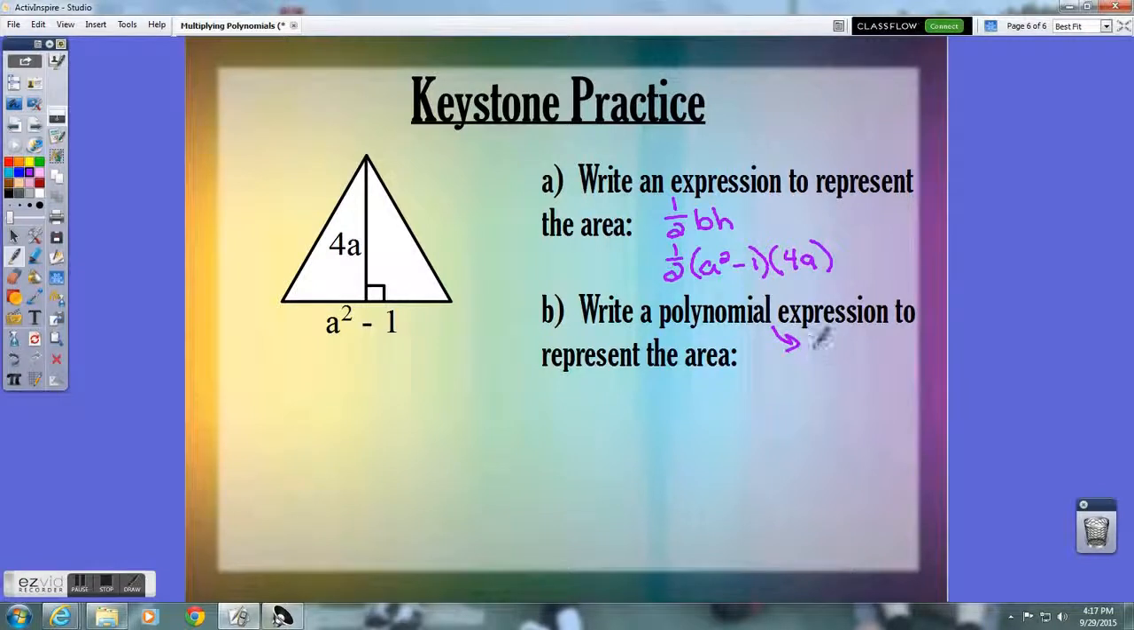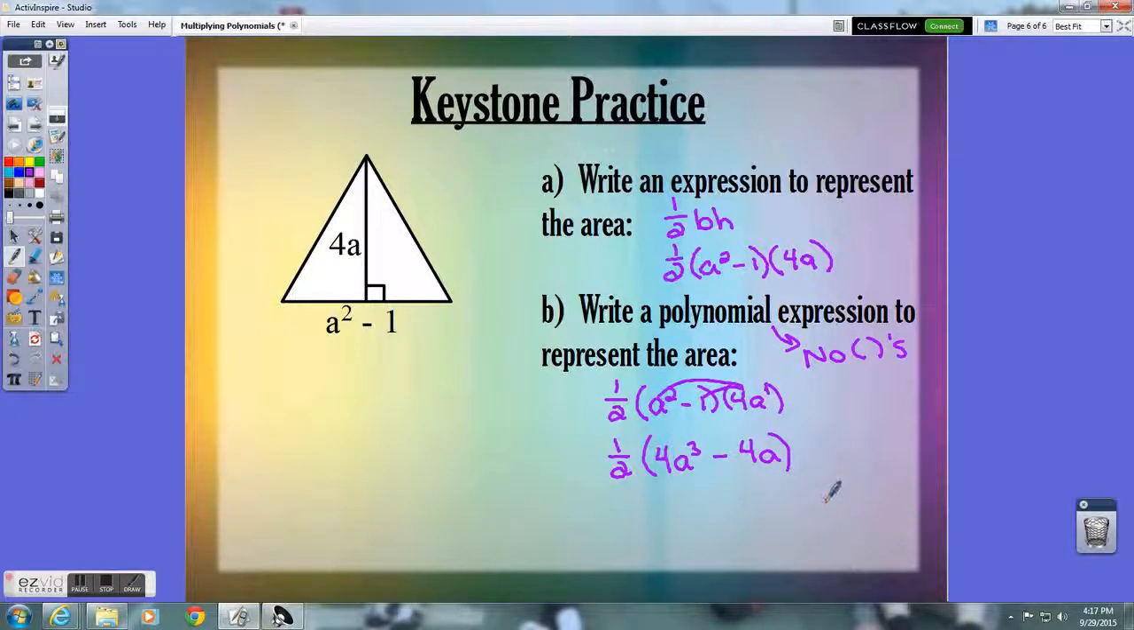But in part B, they want to turn it into a polynomial expression, which means no parentheses. So I'm going to rewrite my original expression from part A so that I just have space to work with it. Now even though I could work from left to right, in multiplication I don't have to. I'm going to just drop the 1/2 down and kind of work with it at the end. So instead I'm going to distribute that 4a. So 4a to the first times a squared would give me 4a cubed. And 4a to the first times -1 would give me a minus 4a.